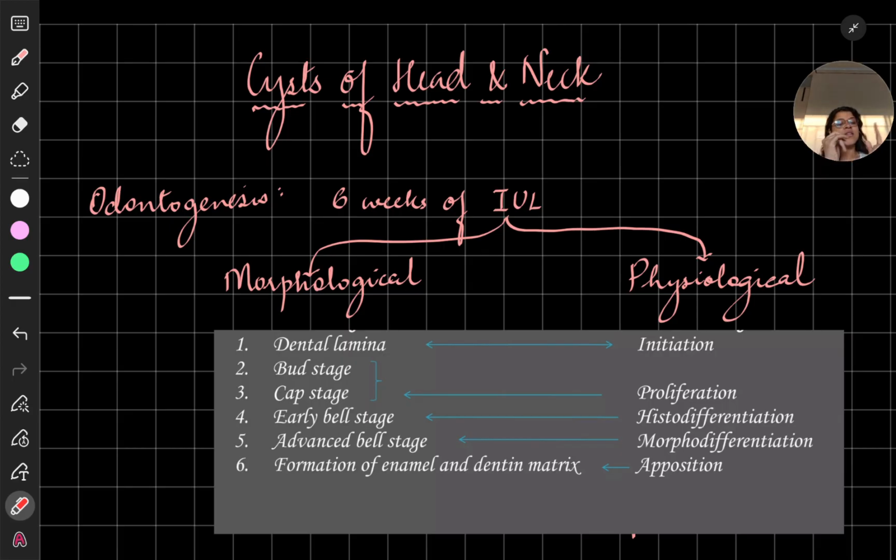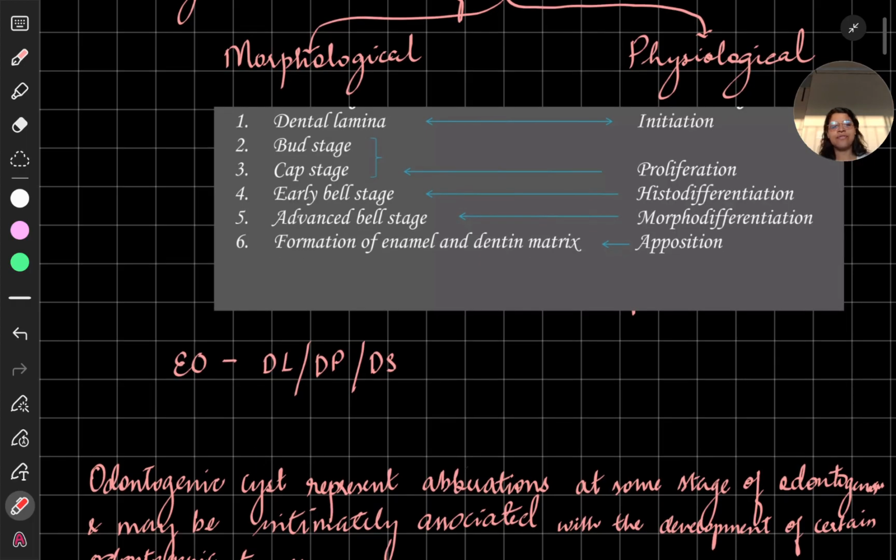In physiological, there will be initiation, which will be the dental lamina will come, and then the proliferation, the bud stage and cap stage come in the proliferation. The histodifferentiation, that is the early bell stage, and the morphodifferentiation, that is your advanced bell stage. And then the apposition is laying down of enamel and dentin matrix. This is how odontogenesis occurs, right? So enamel organ will have formed the dental lamina, dental papilla, the dental sac.